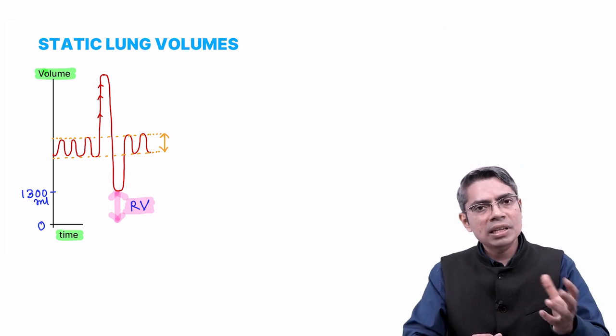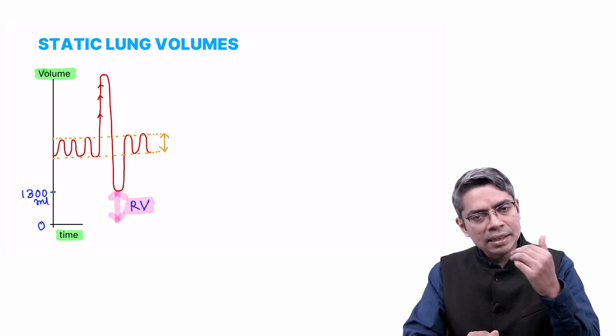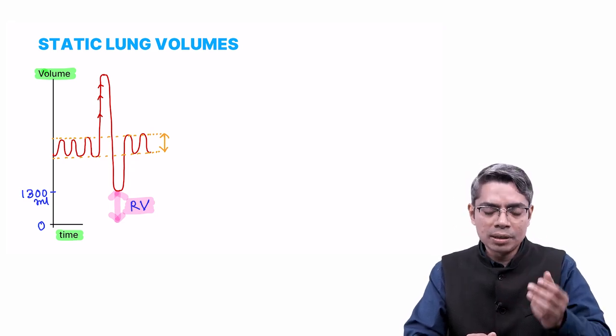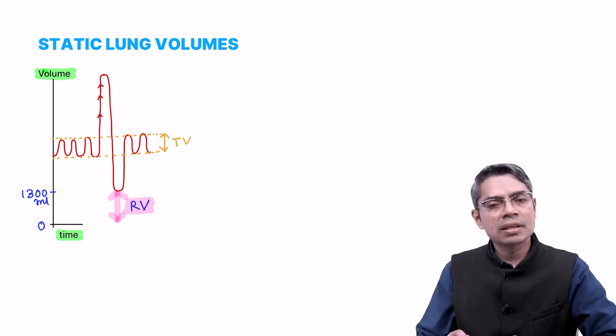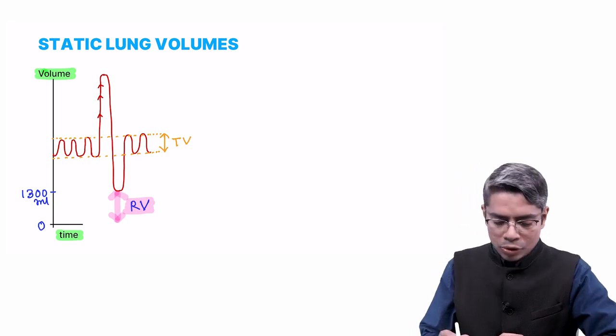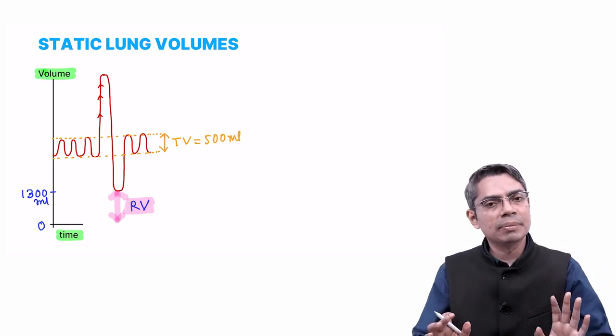So during normal inspiration and expiration, the volume of air entering your lung or going out of your lung is known as the tidal volume. That volume is known as tidal volume, right? Normally the tidal volume is 500 ml to 700 ml. So you will remember that it is 500 ml.